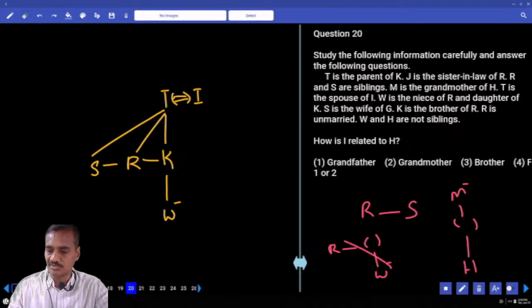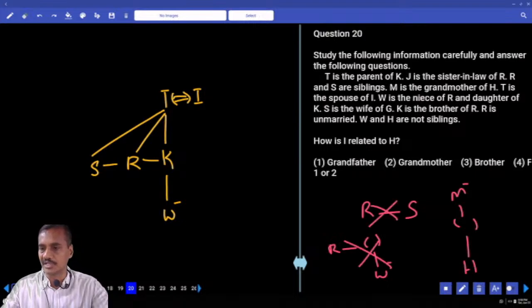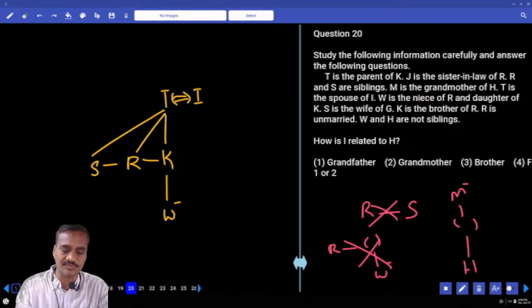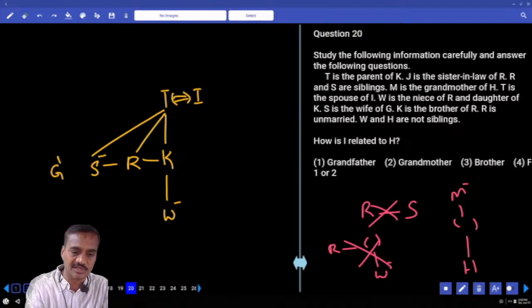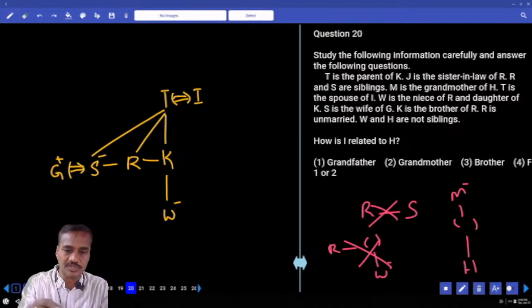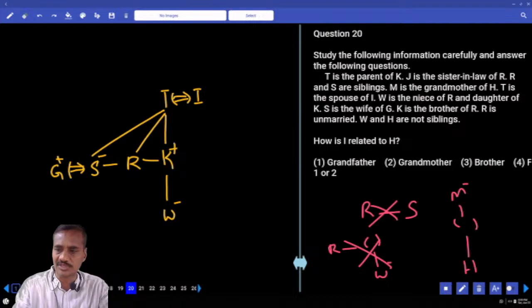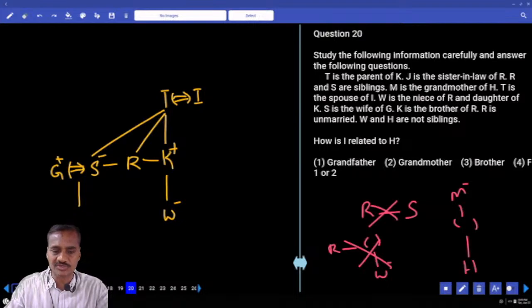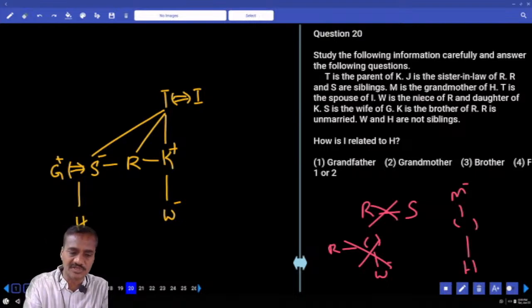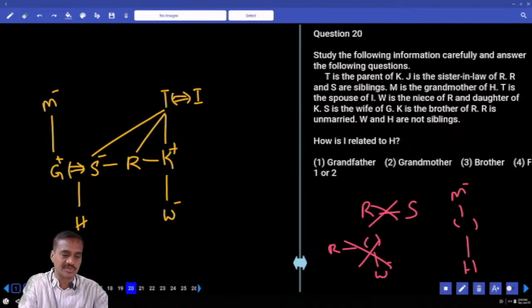And next one, R's sibling done, R and S done. Then S is the wife of G. S and G are a married couple. 1, 2, 3, 4, 5, 6, 4 plus 3, 7. And W is the daughter of K, K is the brother of R. R is unmarried. W and H are not siblings to each other. As W and H are not siblings, M is the grandmother of H and M must be the mother of G. 1, 2, 3, 4, 5, 6, 7, 8, 9.